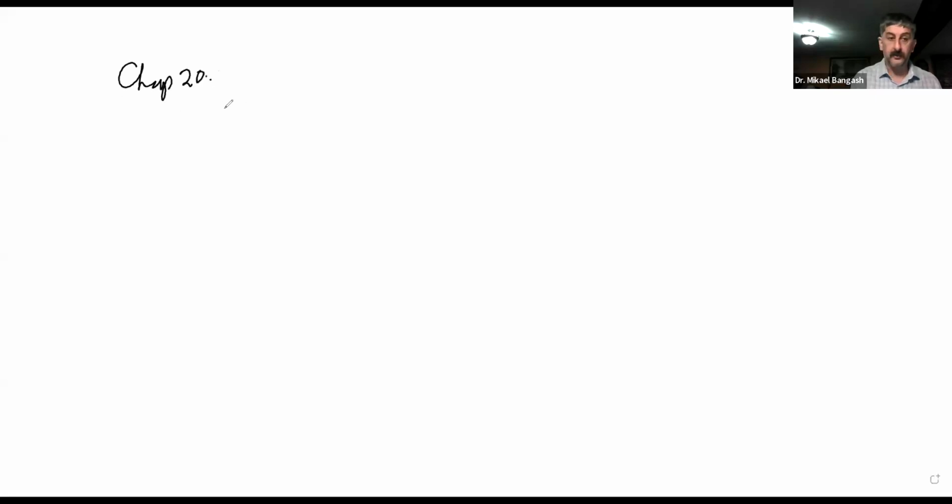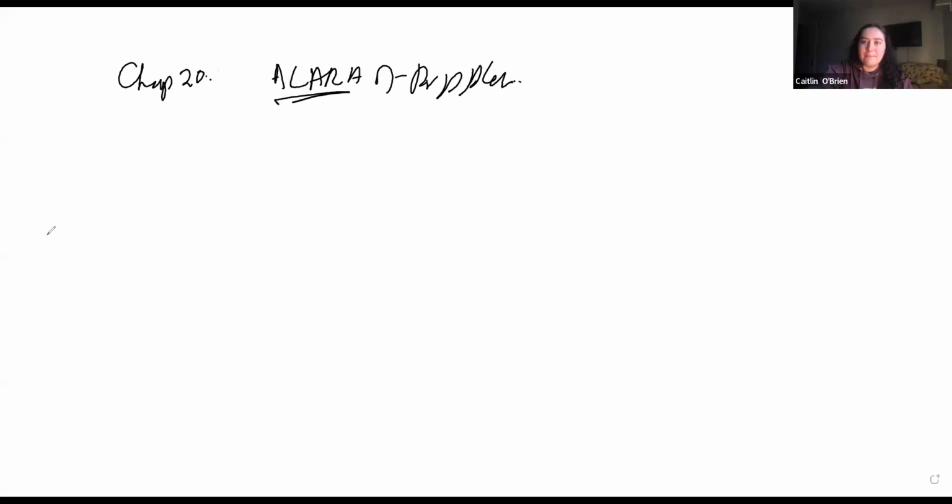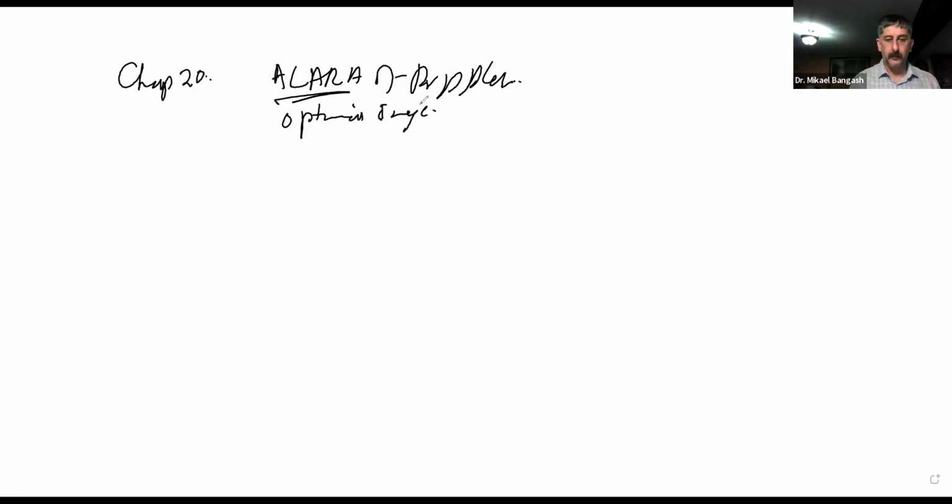And number 20 is mainly going to be ALARA of Doppler. You remember ALARA? Yeah. Okay, ALARA was the whole point of ALARA: get an optimal image. Principle.